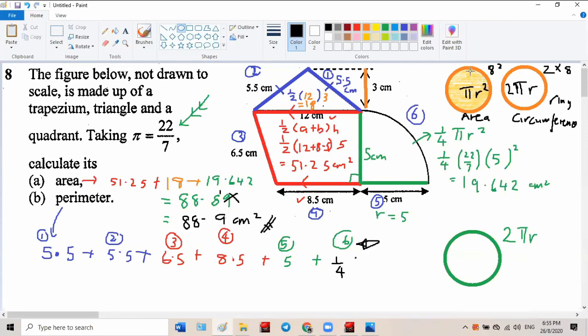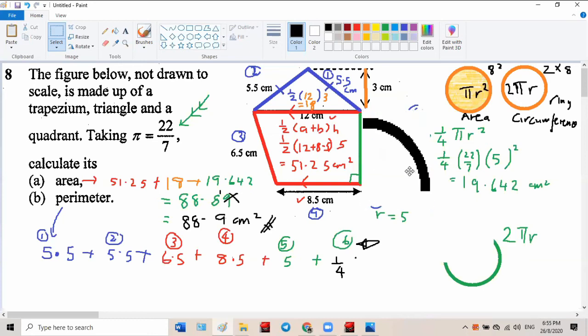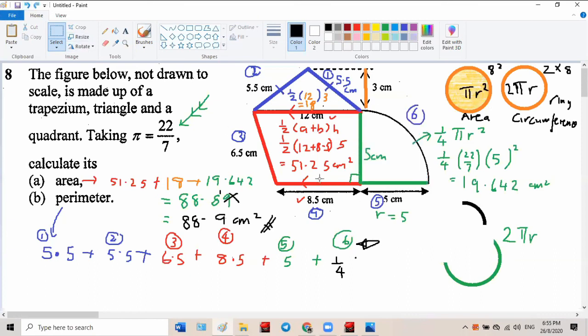Is it 2 pi r? Yes. 1/4 of the 2 pi r, which is like here. They just want this one. 1/4 of your 2 pi r only. Get it or not? Can see 1/4 only. Why do you go and calculate the inside for? So, give me 1/4 of 2 pi r, what is it?